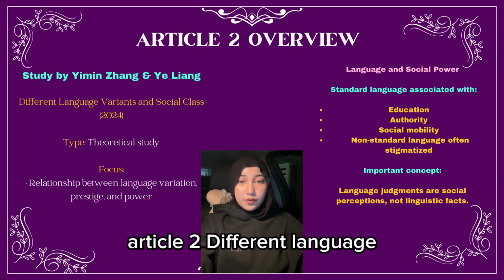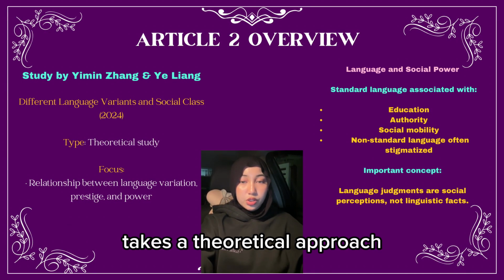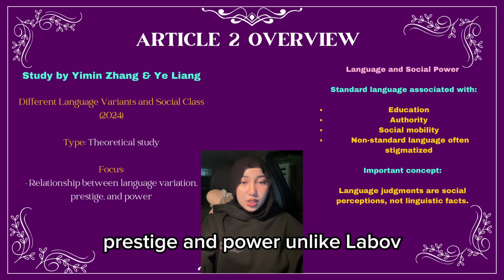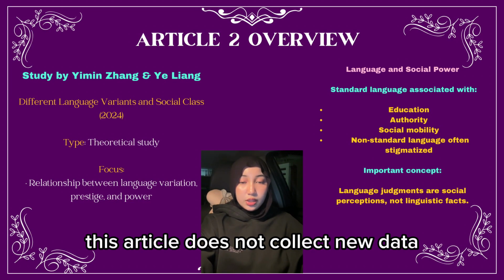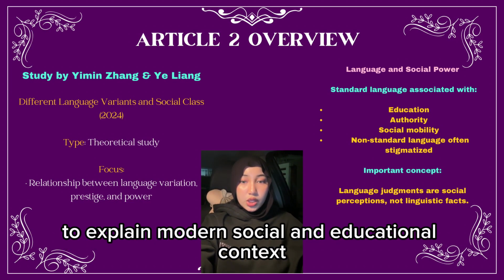Article 2, Different Language Variants and Social Class by Zhang and Liang, 2024, takes a theoretical approach. It examines how language forms reflect social class, prestige, and power. Unlike Labov, this article does not collect new data. It synthesizes existing studies and theories to explain modern social and educational contexts.